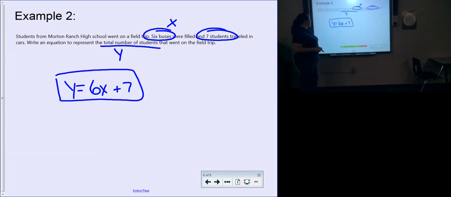Now, in this case, you didn't have to use Y and X for your letters. It's your choice if they don't specify the letters.